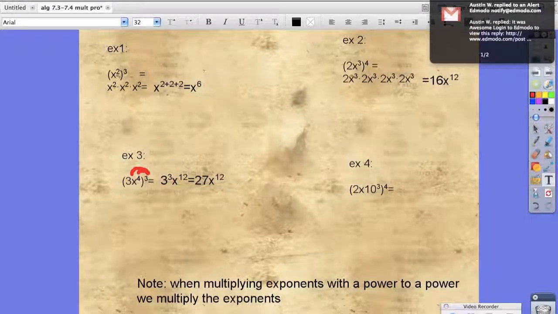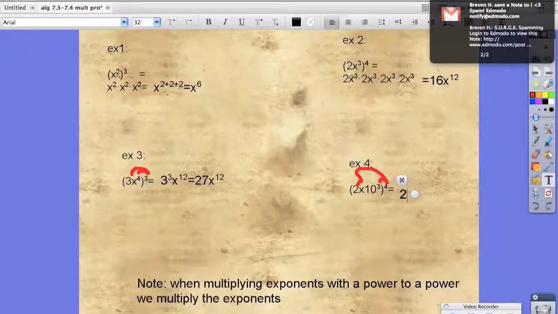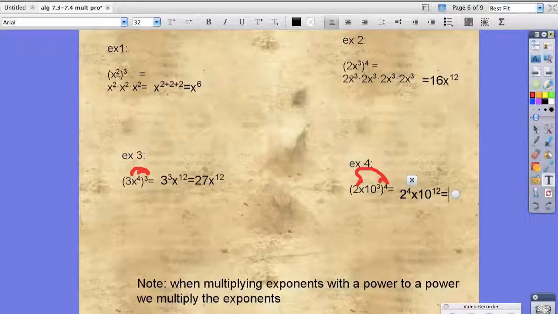In example 4, same idea. Distribute this 4 to the 3 and to the exponent of the 2. You're left with 2 to the 4th power times 10 to the 12th power, leaving us with 16 times 10 to the 12th power.